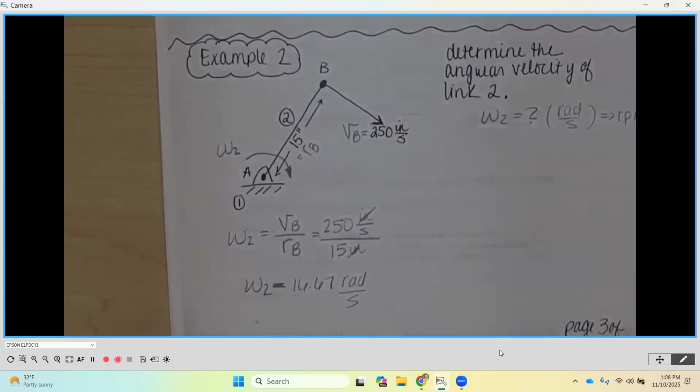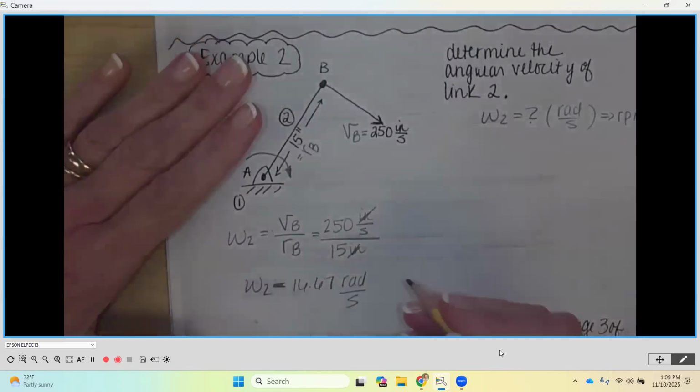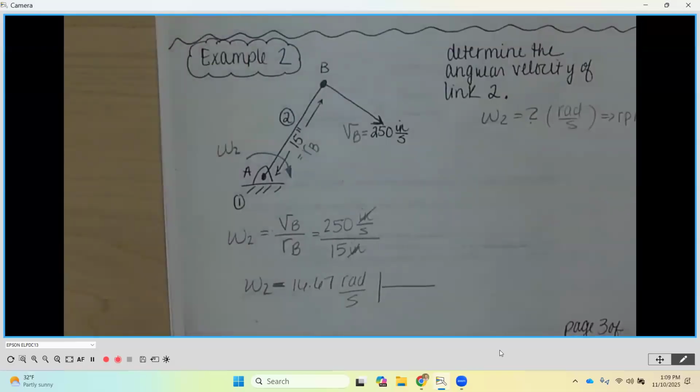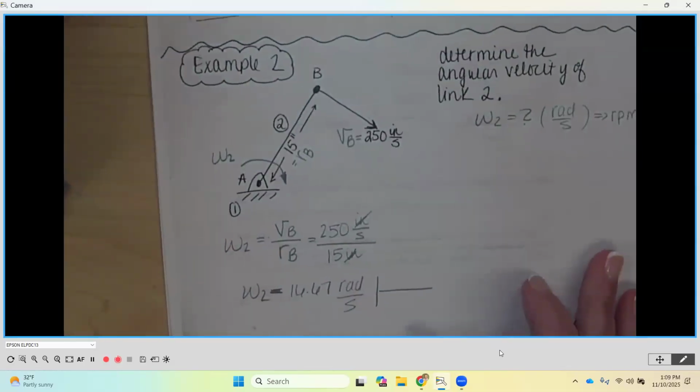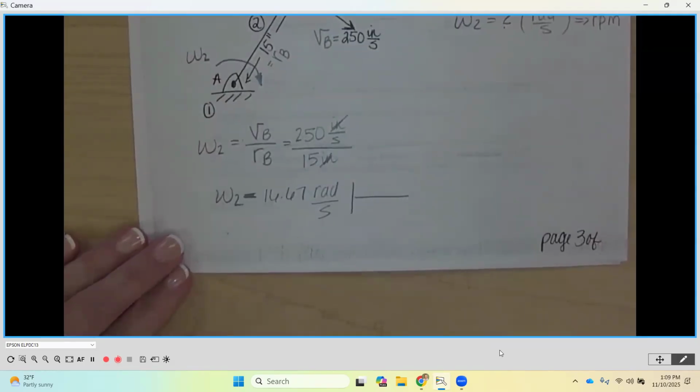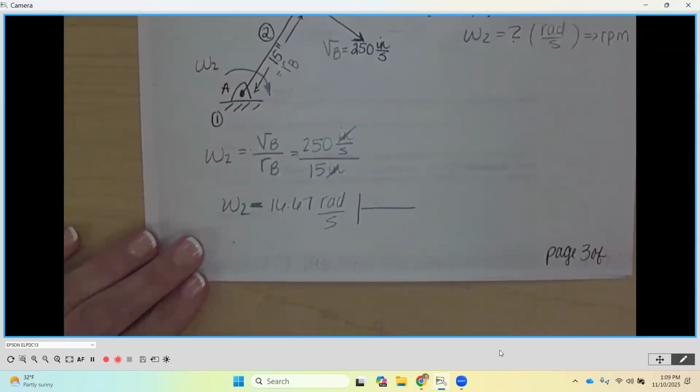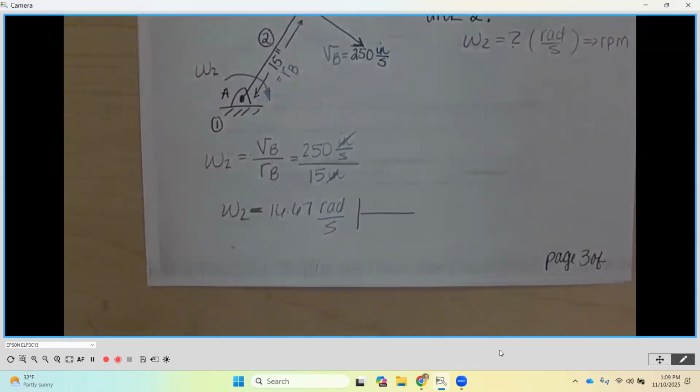Now, that's nice and all, right? But if I wanted to specify a motor and I go to the motor store, I'm not going to say, I'd like a motor that's going 16.67 radians per second. I want one that's going at something RPM. Go ahead and convert this to RPMs. Do that on your own, and then we'll do it together. Write it out like we did on the previous page so that we can take these radians per second and convert them to RPMs, because you're going to report out any angular velocities in RPMs. You're not going to stop at radians per second.